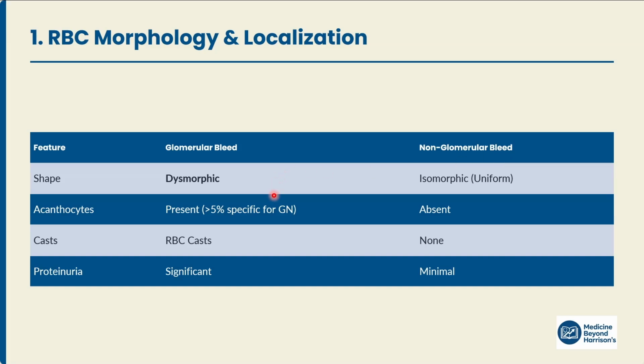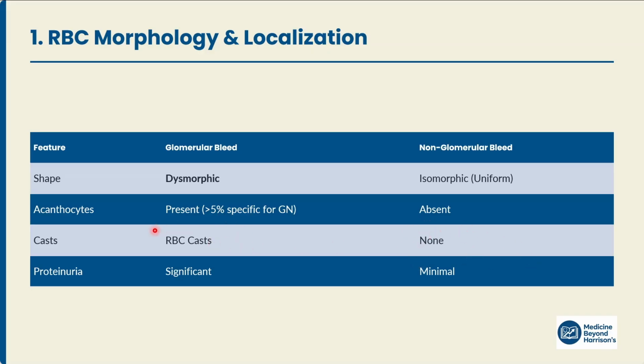The next is acanthocytes, which are lysed RBCs or bite cells, or RBCs that are damaged at some parts. These are present in more than 5% in glomerulonephritis, whereas in non-glomerular bleeds these are absent. RBC casts are present in glomerular bleed, whereas in non-glomerular bleed there is no RBC cast.